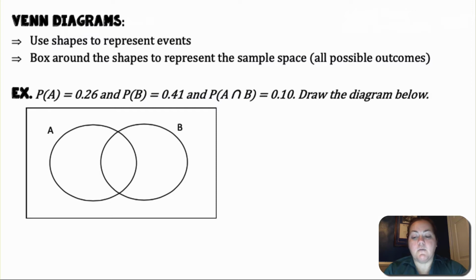So you really need to start with that centerpiece where they're overlapping. The probability of A and B is 0.1. Well, the probability of A is 0.26, but part of that is already being accounted for in the center, so I have to not count that part twice. So the rest of A is 0.16. B is 0.41, and again, part of it's already accounted for, so the rest of B is 0.31. They have to add up to one whole, and so the remaining is 0.43.